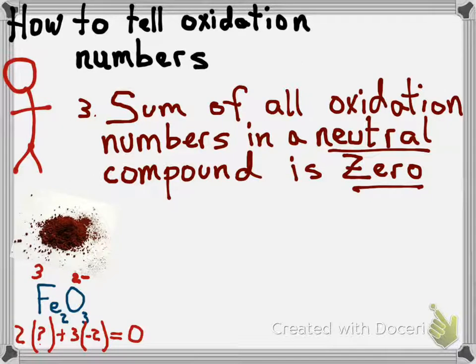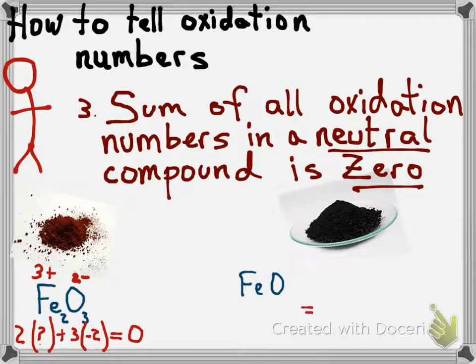So if we solve for that question mark, that will give us the charge of the iron ion, in this case 3+. Now if we have this formula, FeO, we know that the charge of oxygen from our rules is going to be -2, and so the charge of the iron in this case must be +2, because the sum of those oxidation numbers is 0.